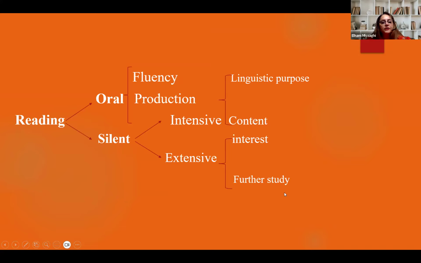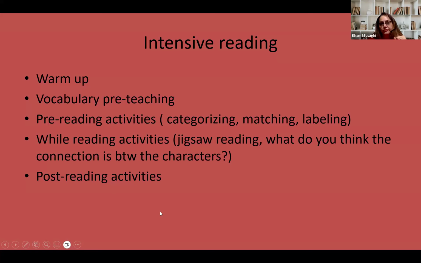they come and talk about it. You can ask your students to talk about the character, or why they like it, or what happened. But you never ask them to do the activity or answer the questions. In intensive reading, you do. So what are the steps for teaching intensive reading? Number one, always when you want to teach, you start with a warm up. So what's the warm up?